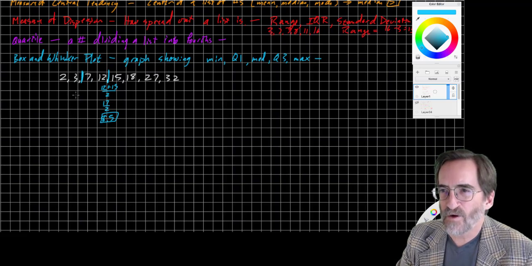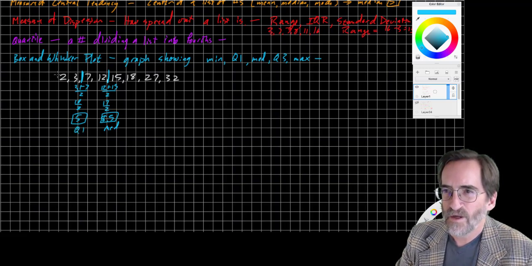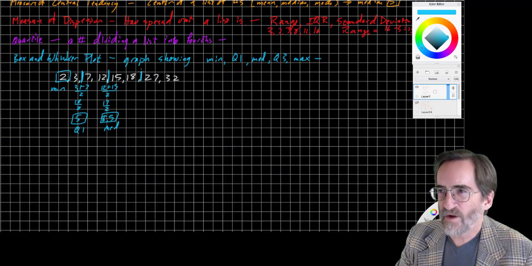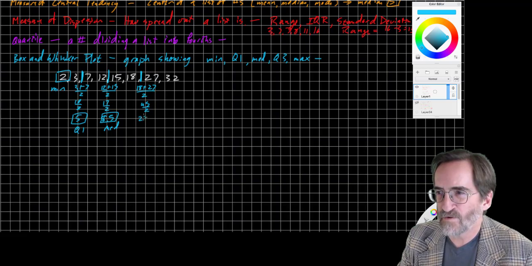The middle of the lower half is between 3 and 7, so 3 plus 7 is 10, divided by 2 is 5. Okay, so this is the median, and this is quartile 1, and the minimum is 2. The middle of the upper half is between 18 and 27. 18 plus 27 is 45, divided by 2 is 22.5. That's quartile 3. And the maximum is 32.